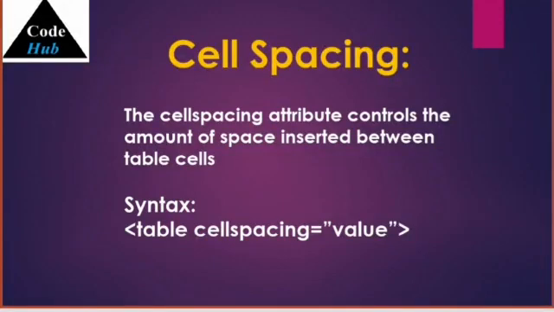First is cell spacing. The cell spacing attribute controls the amount of space inserted between table cells. The syntax for specifying the cell spacing is: table cellspacing equals value. Here value is the width of the interior border in pixels. The default cell spacing is 2 pixels. Cell spacing refers to the space between the cells.